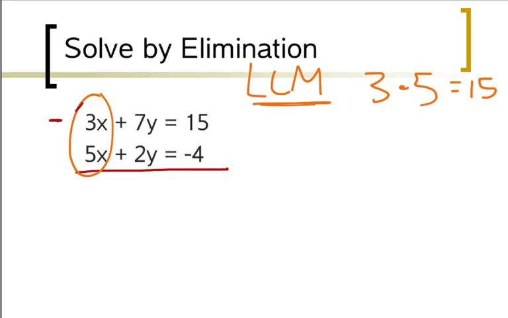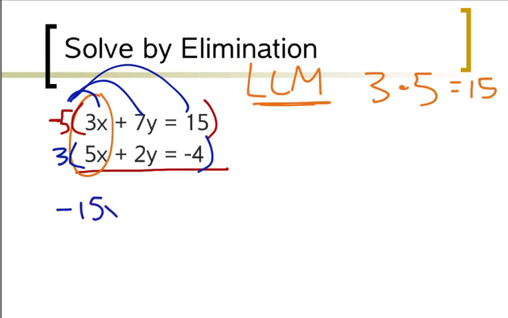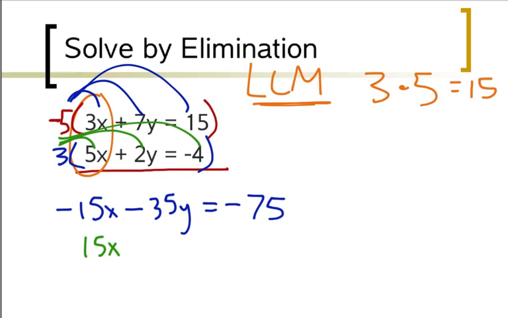So I'll multiply the top equation by a negative 5. The bottom equation I'll multiply by a positive 3. So if I distribute the negative 5 on top to all three of these, I would get negative 15x minus 35y equals negative 75. And then on bottom I'm going to distribute my 3 to all three numbers, and I get positive 15x plus 6y equals negative 12.